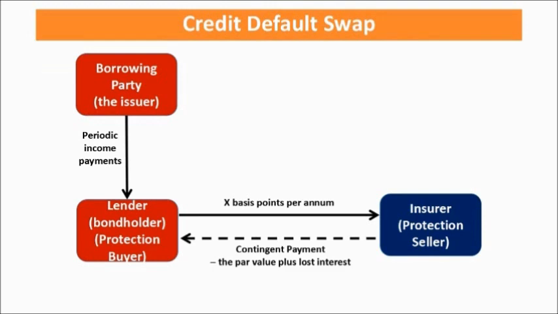So in this swap, the complete swap happens only when the borrower defaults. Otherwise the lender will pay the interest premiums to the insurer, and the insurer will enjoy the profit as long as the borrowing party doesn't default. So this is an example of a credit default swap.